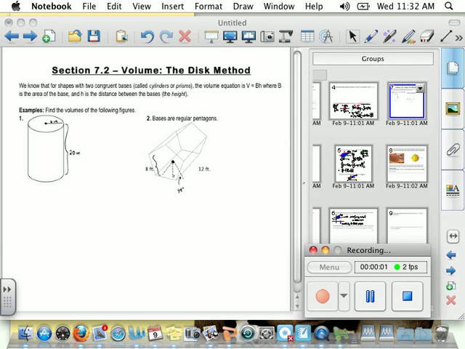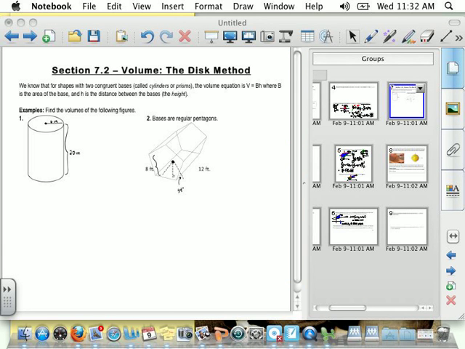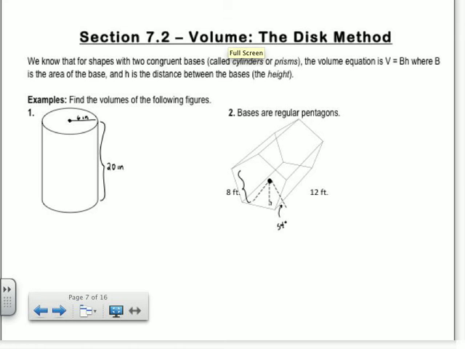Right. Oh, this is the bread page. So section 7.2 is on volume. There's two different methods we're going to learn: the disc or washer method, they're the same thing, and we're going to learn the shell method as well. The shell method's not on the AP test as of right now, but sometimes it does make things a lot easier, so I figured the more ammo you have in your pocket, the better.